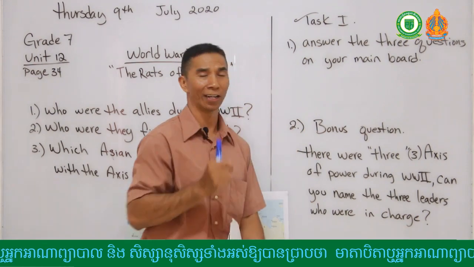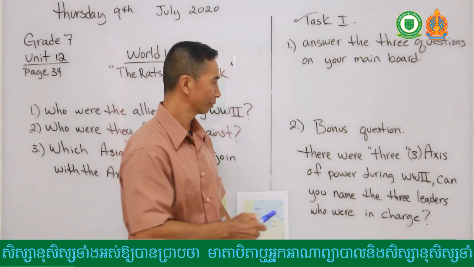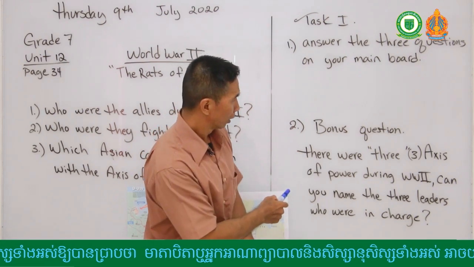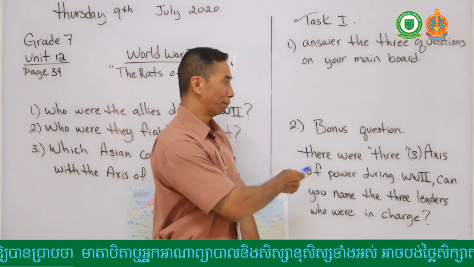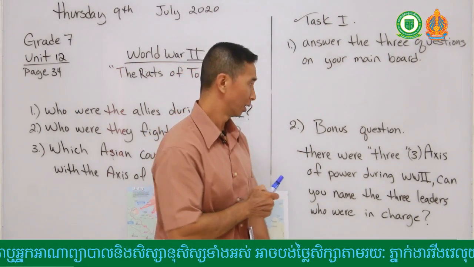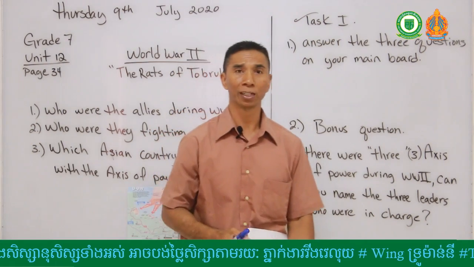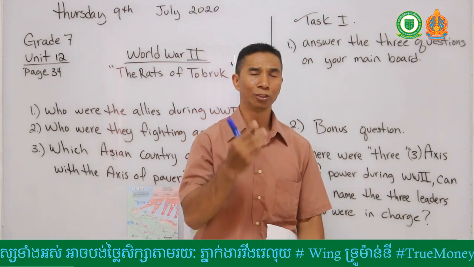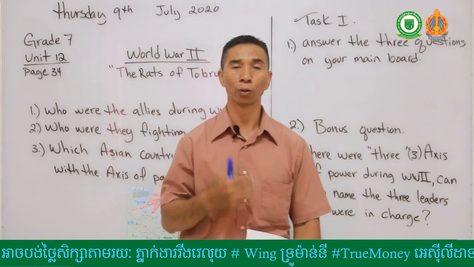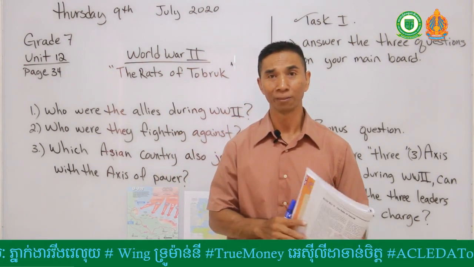I also have bonus questions for you. I will give you 5 extra bonus points for your quizzes coming up real soon. And this question is, there were 3 Axis Powers during World War II. Can you name the 3 leaders who were in charge of those countries? You can do a little research in Google or YouTube or books, any means that you need.